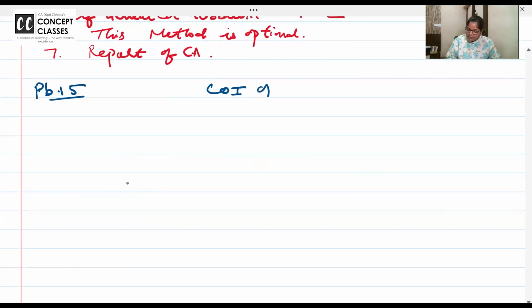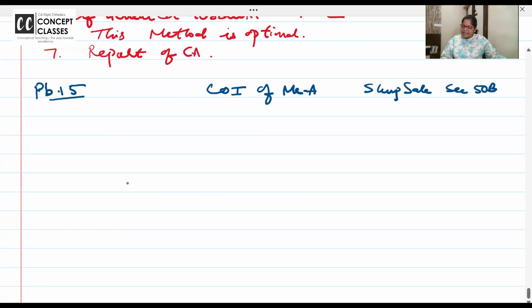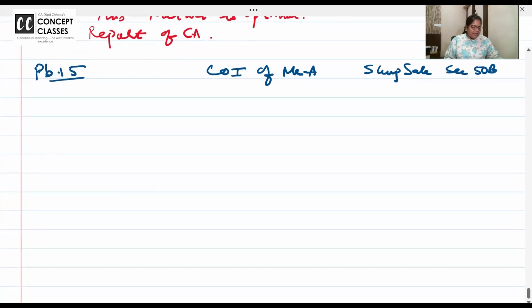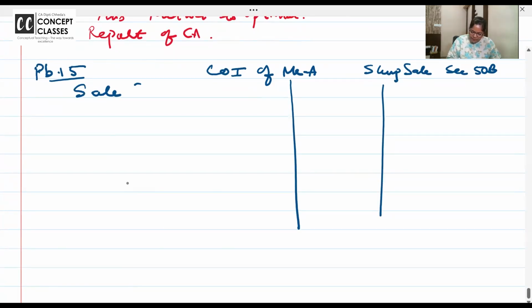Computation of income of Mr. A. Slump sale, section 50B. What is 50C? Stamp duty. Right. How do you calculate this? Sale consideration. We can copy very quickly.